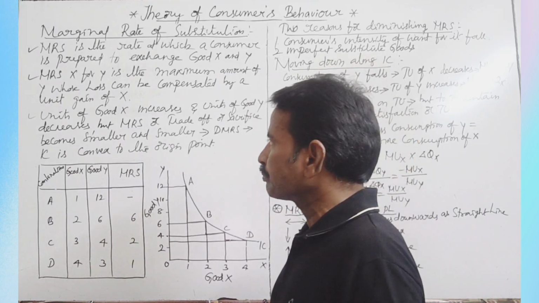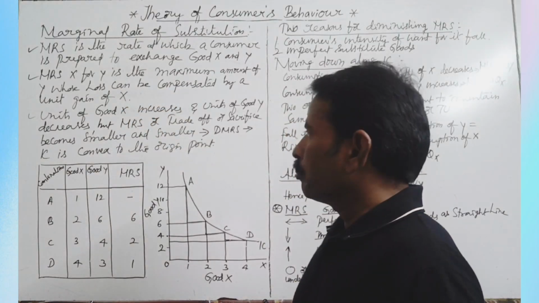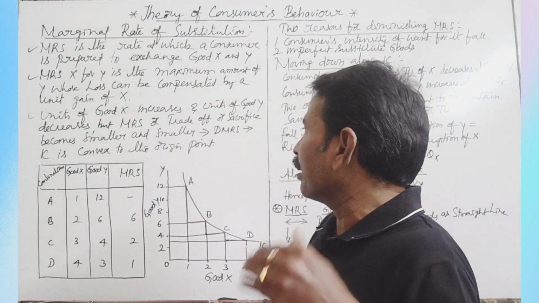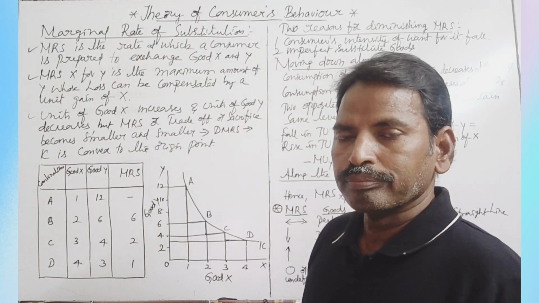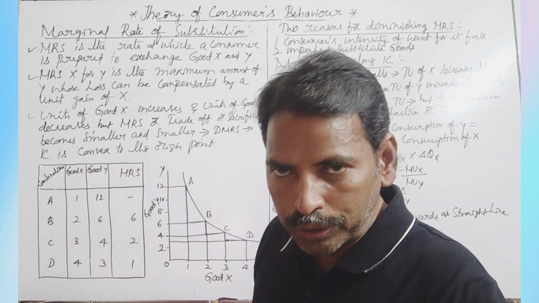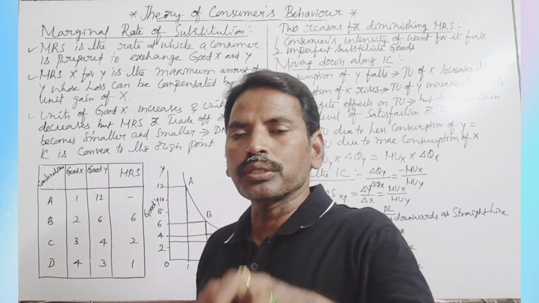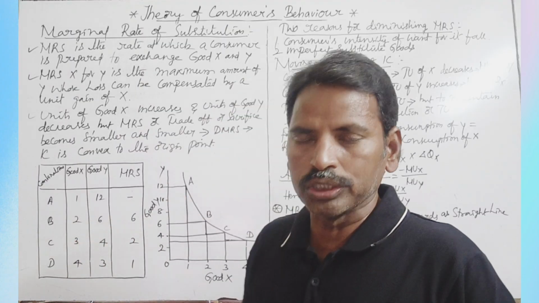In other words, MRS of X for Y is the maximum amount of Y whose loss can be compensated by unit gain of X. This is also called marginal rate of substitution. So loss is equal to gain. The level of satisfaction remains constant.